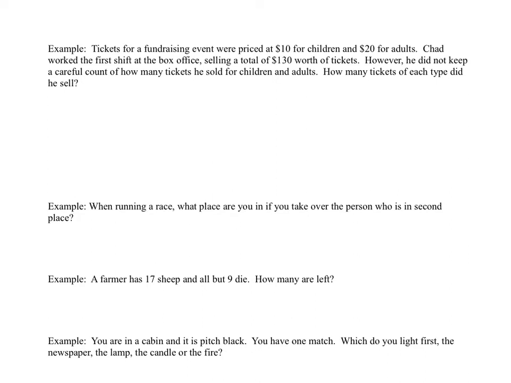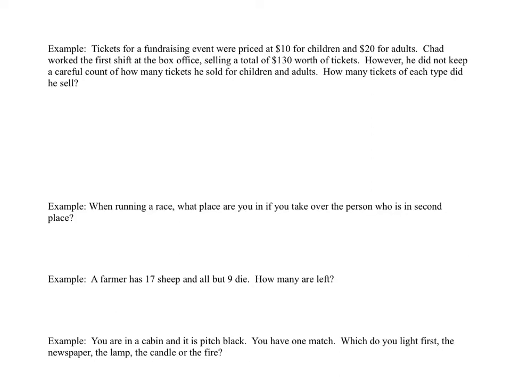In this scenario, you can see that Chad worked the first shift at the box office and he sold this many dollars worth of tickets. Children's tickets cost $10 and adult tickets cost $20, but he didn't keep careful count, as Chad does. How many tickets of each type did he sell? Well, one situation that could happen is if 13 children's tickets were sold.